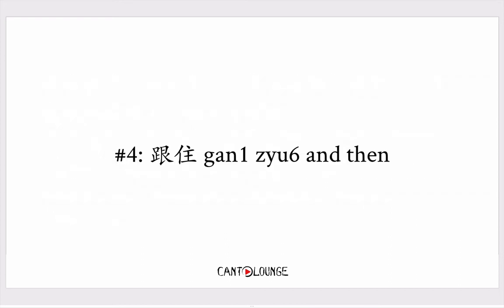All right, moving on. Number 4, 跟住. Now this also kind of translates to and as well, but it's more like and then. In this case, you're also connecting phrases, but you're connecting actions that you would do in a particular order. So for example, I eat breakfast and I change and I head out, right? So it's like a sequence of actions. In this case, the and would translate to 跟住.